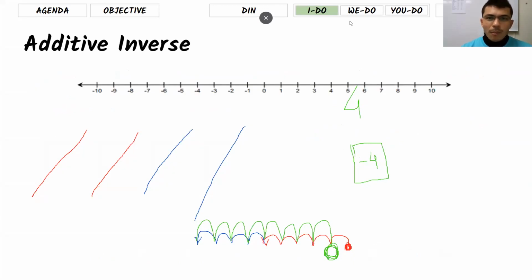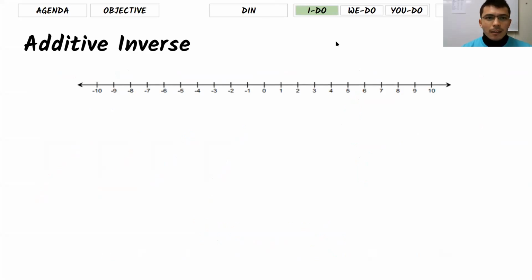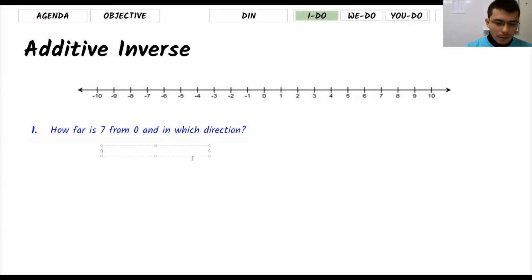This is the integer game, and we're gonna play that. And so let's talk about additive inverse. Additive inverse. So how far is 7 from 0, and in which direction? No, 7 units, which direction? How far is 7 from 0? Okay, which direction is 7 from 0?